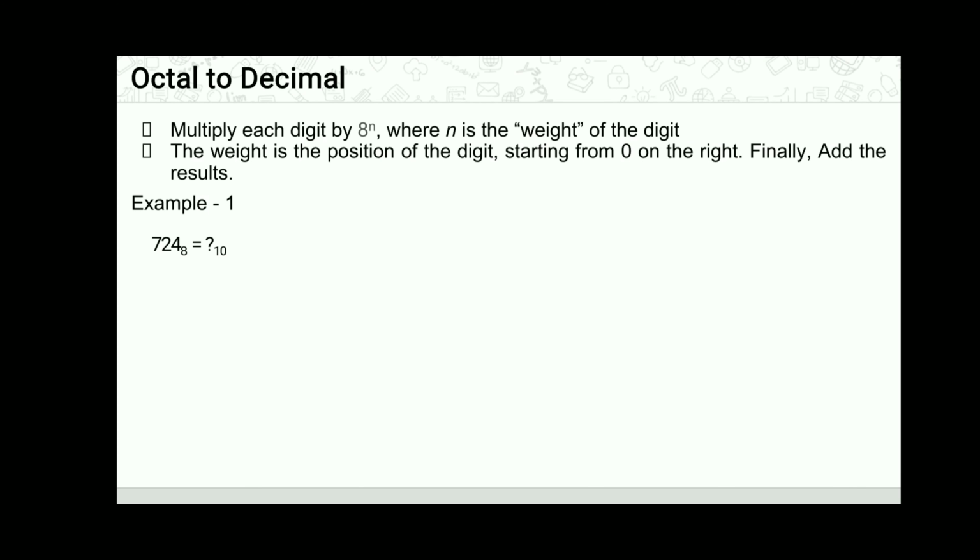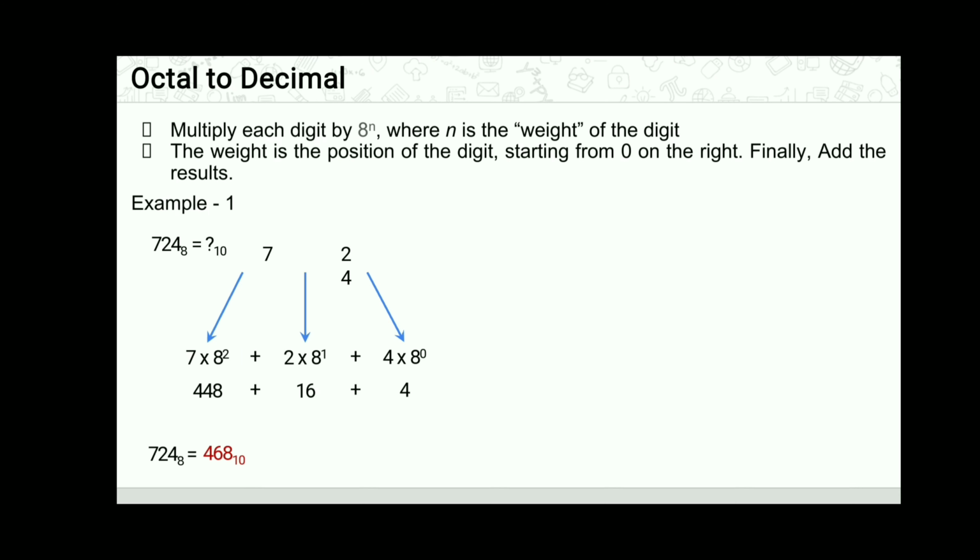We have to find the decimal equivalent of octal number 724. So we will multiply 4 by 8 to the power 0. Next multiply 2 with 8 raised to power 1, and next 7 into 8 raised to power 2. So we will get 448 plus 16 plus 4. So our final answer is 468 to the base 10.